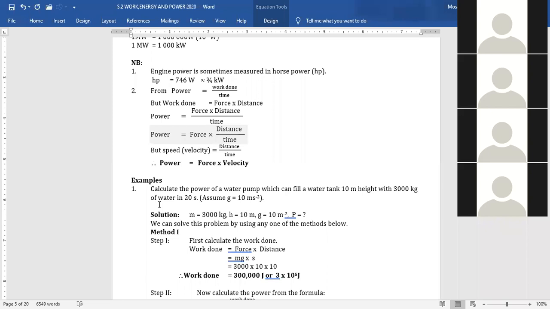Example 1. Calculate the power of a water pump which can fill a water tank 10 meters in height with 3,000 kilograms of water in 20 seconds. Assume g is equal to 10 meters per second squared.